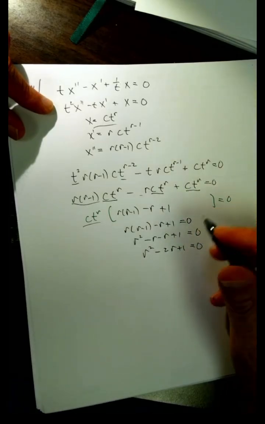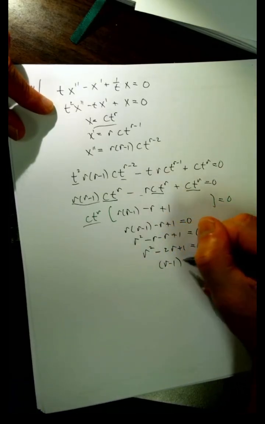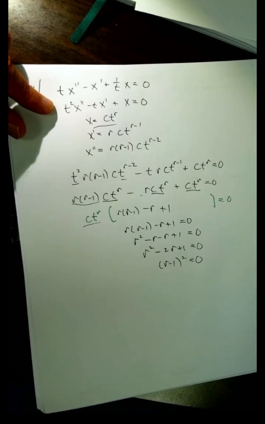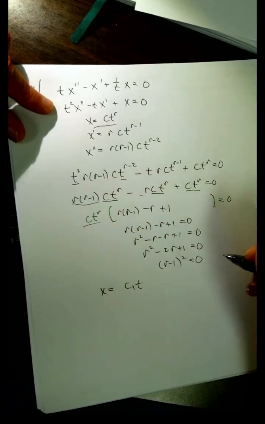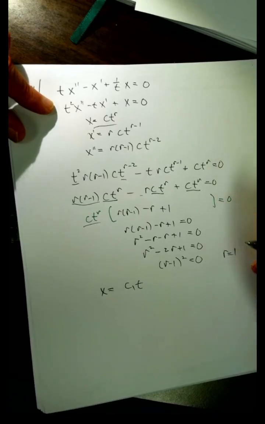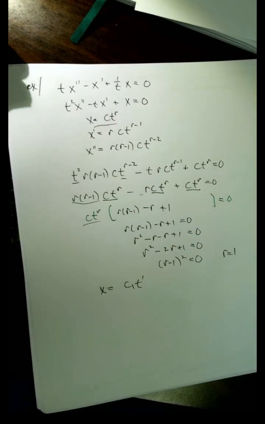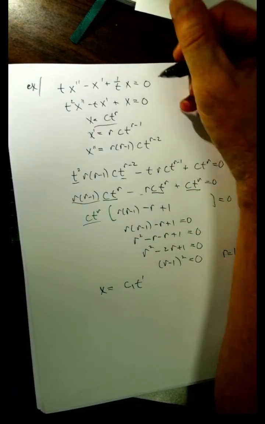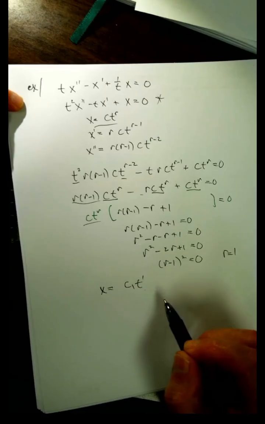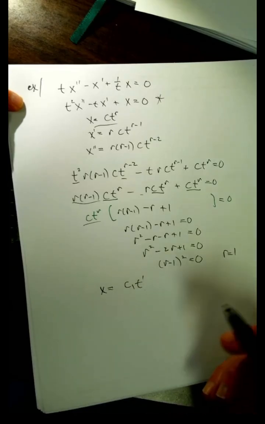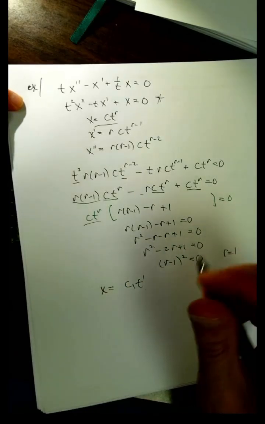And I get r squared minus 2r plus 1, which I like because I can factor, but I get a double root. So that means my x is going to be c1, oops, so that says r is 1, so t to the 1. I need two roots because I got two derivatives, or two homogeneous solutions. Turns out I can't just multiply through by t. If I do that, it's not going to work. So I'm going to use reduction of order.